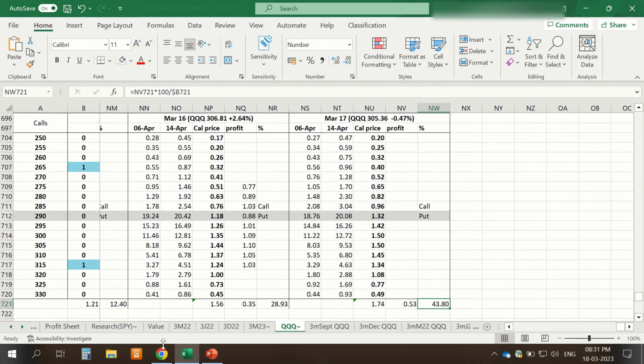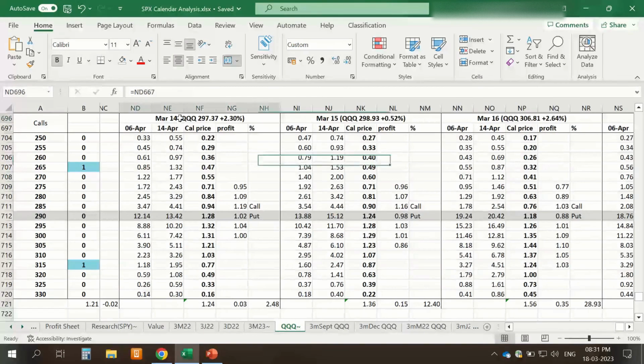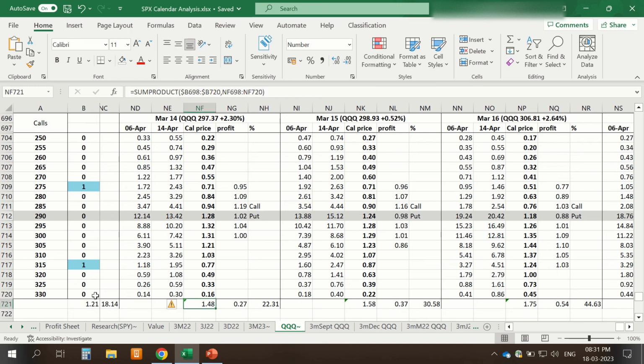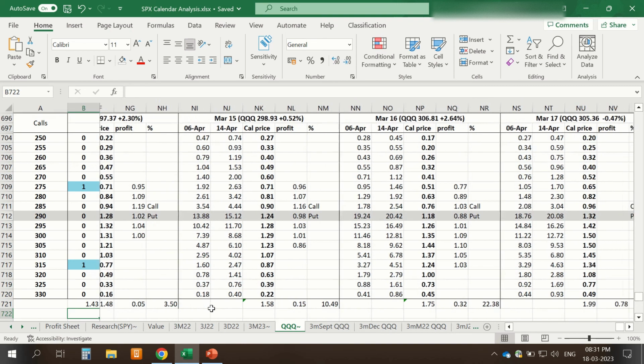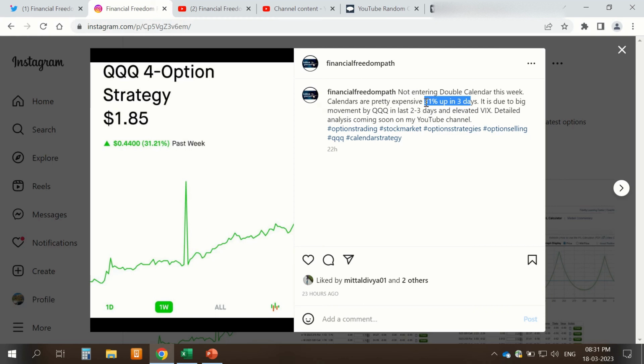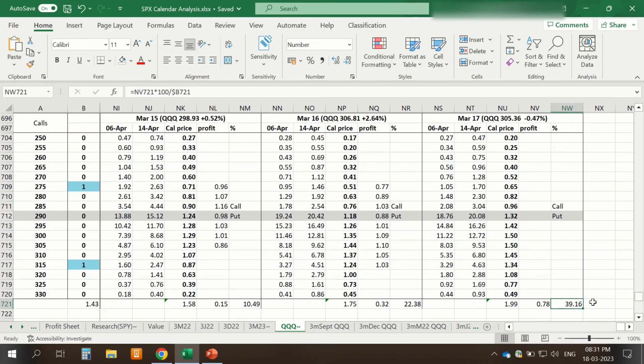Actually, when I entered this dummy single trade, the strikes I entered on March 14th, I calculated based on this, and they were 275 and 315. Based on that, I entered around 1.43. I remember 1.43 was my entry. Based on that, by closing it went up to 39%. When I posted this trade, it was up by 31%, and by end of the day it became 39%. So now you can see it is so expensive. Like that, I will track whether they are very expensive or not, and then I will make the decision whether I should enter or not.